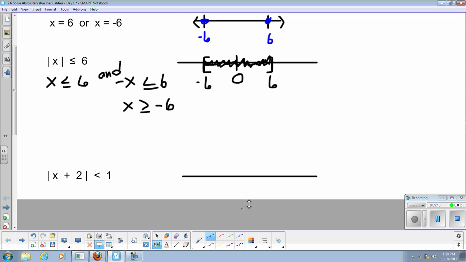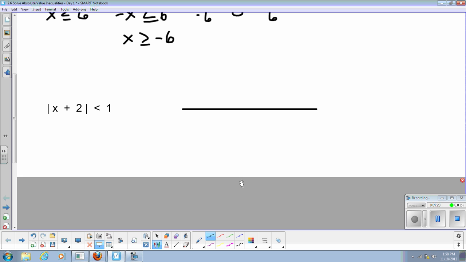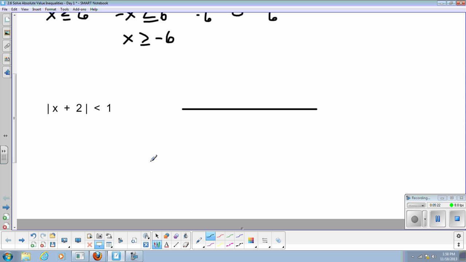Let's take a look at another one. Now I have the absolute value of x plus 2 is less than 1. All right, so we're going to keep things the same. x plus 2 is less than 1. And x, oops, my apologies.